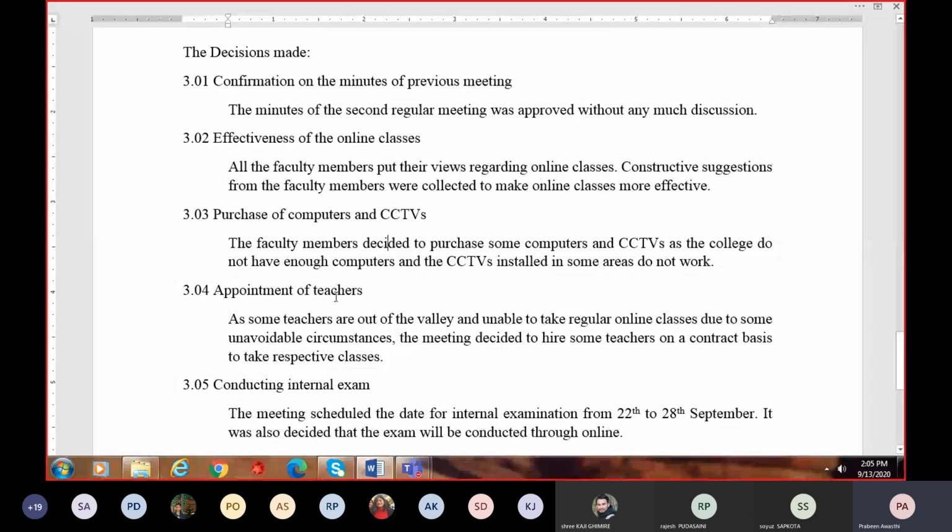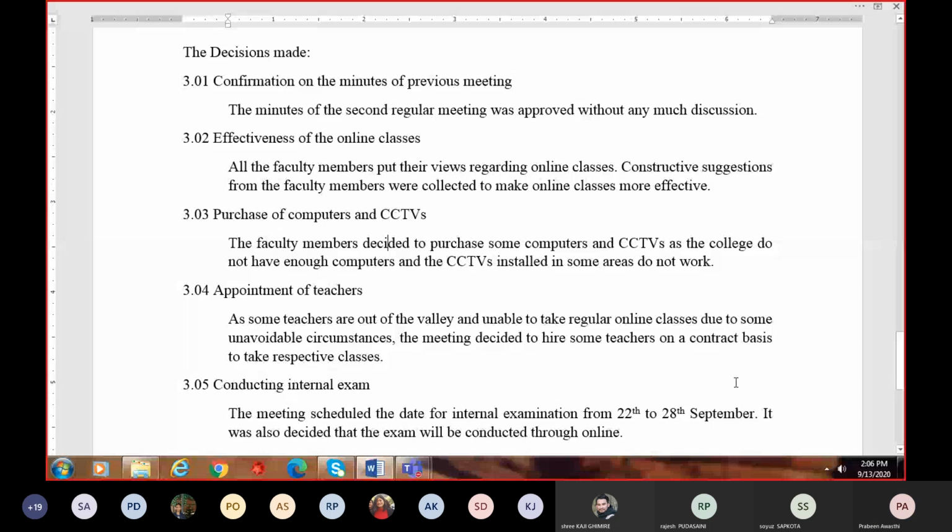You can just write that as: some of our teachers got retired last month, the college decided to appoint some of the teachers to take respective classes, right? Or you can write it this way: as some teachers are out of the valley and unable to take regular online classes due to some unavoidable circumstances, the meeting decided to hire some teachers on a contract basis to take respective classes.